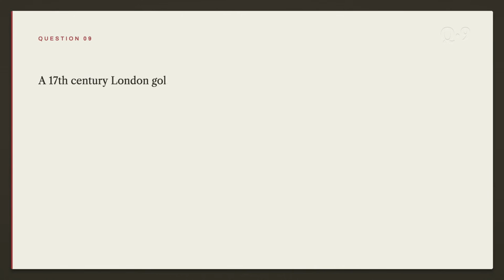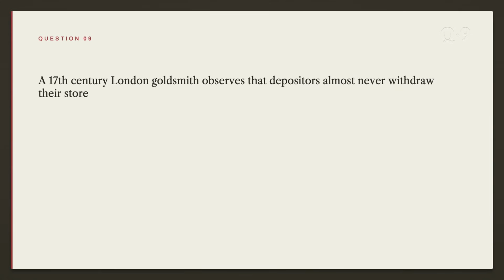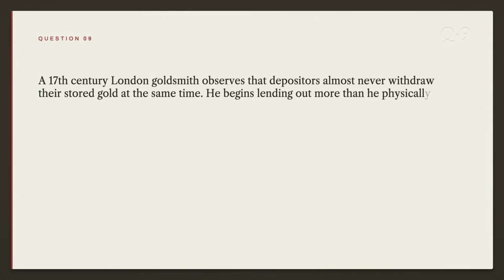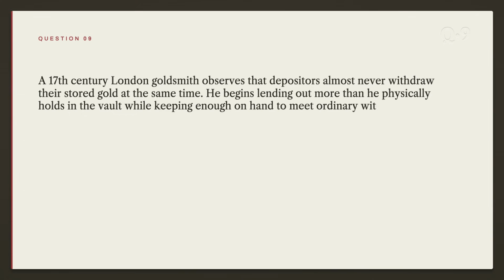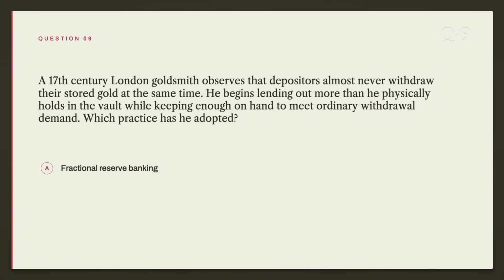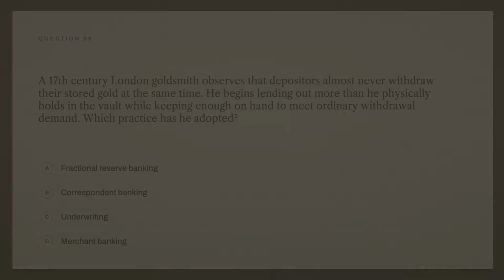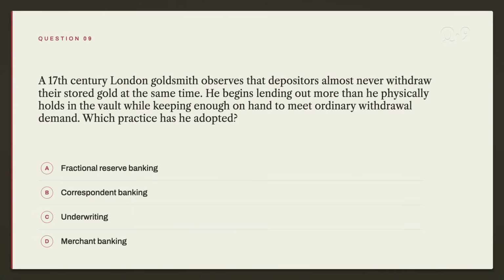Question 9. A 17th century London goldsmith observes that depositors almost never withdraw their stored gold at the same time. He begins lending out more than he physically holds in the vault while keeping enough on hand to meet ordinary withdrawal demand. Which practice has he adopted? Your options are A. Fractional reserve banking, B. Correspondent banking, C. Underwriting, D. Merchant banking. Which one is it? Pause the video if you need more time.